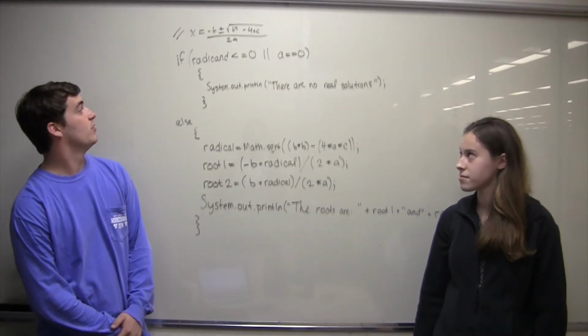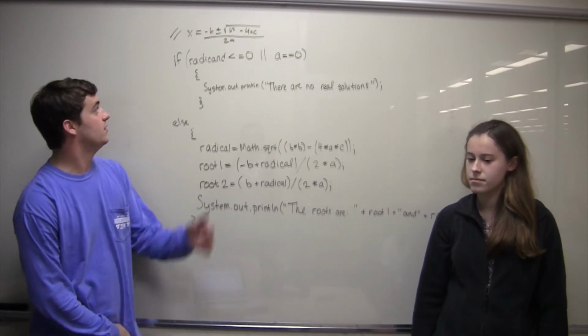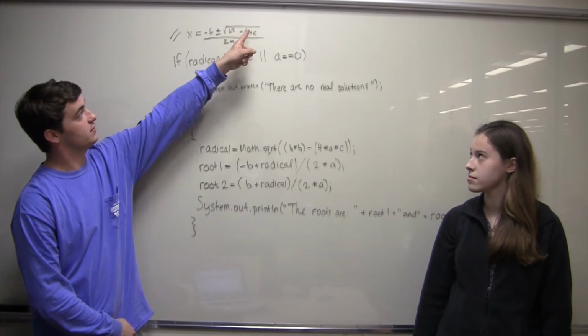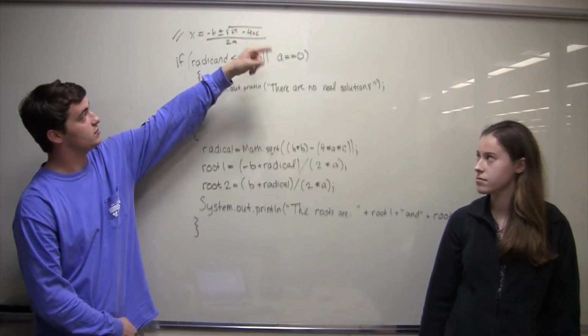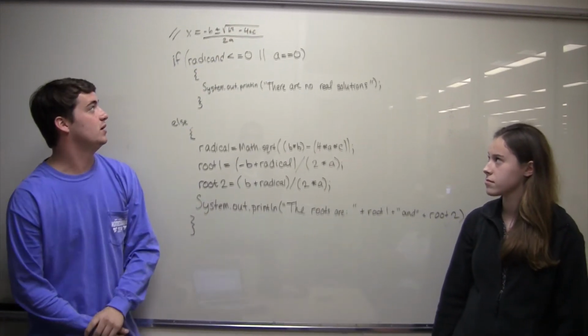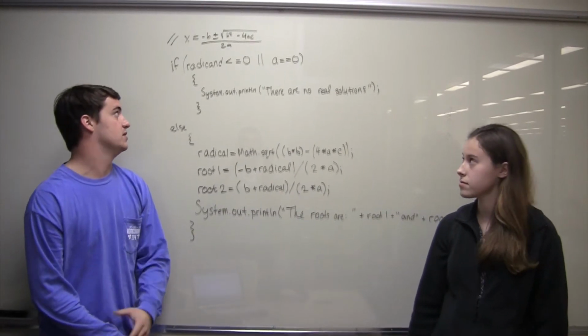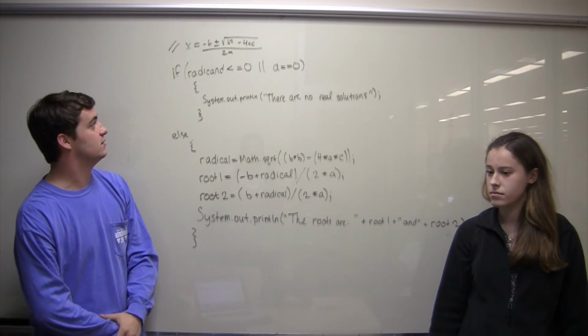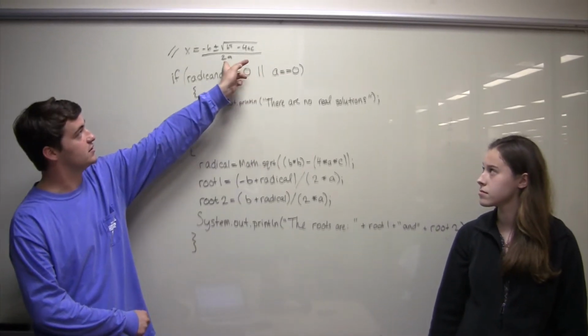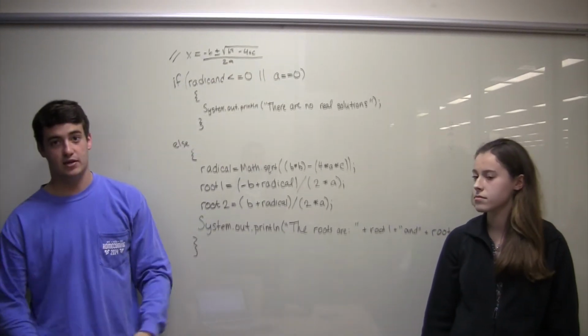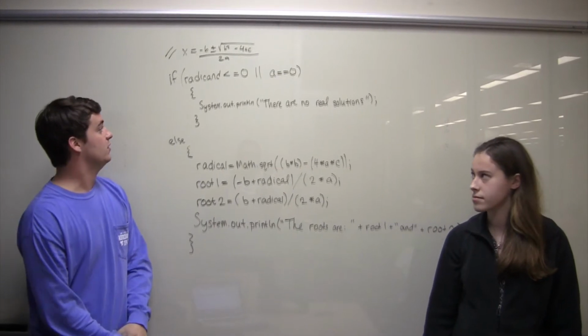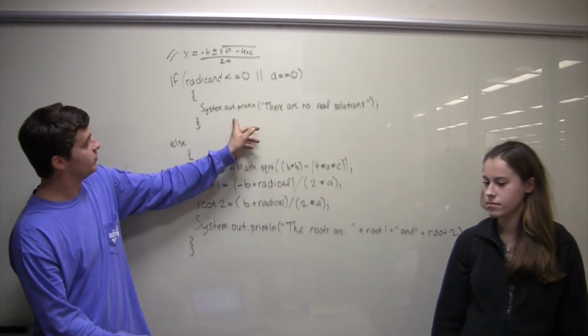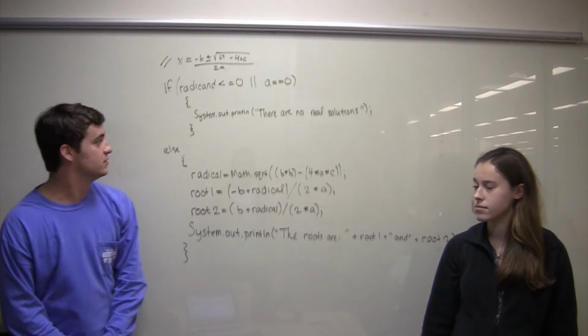So basically what this part of the code states is that if the radicand, which is pretty much everything under the square root symbol, is less than 0, which is negative, or 0, which is stated by that, or a is 0, because if you divide anything by 0, it will come out as undefined, then it will print out there are no real solutions.